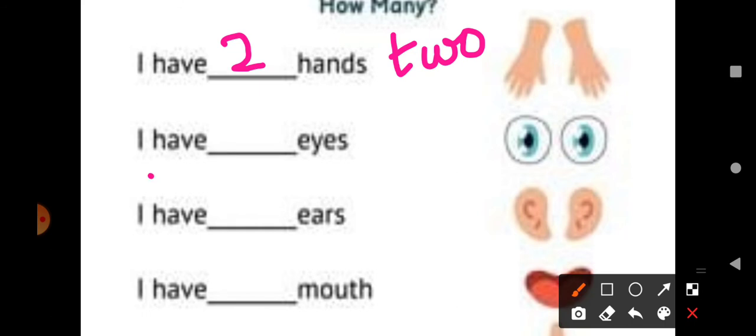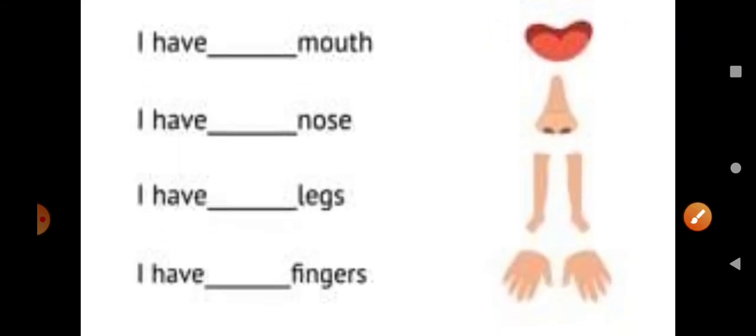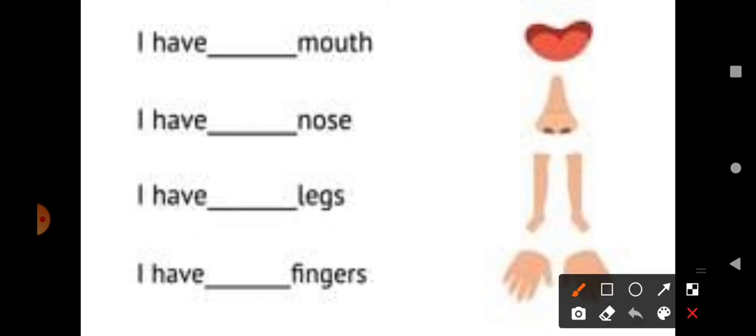How many? I have dash eyes. How many eyes do you have? Two. TWO, 2. I have dash ears. How many ears do you have? TWO, 2. I have dash mouth. How many mouths do you have? Only one. I have one mouth. And then I have dash nose. How many noses do you have? ONE. One nose.